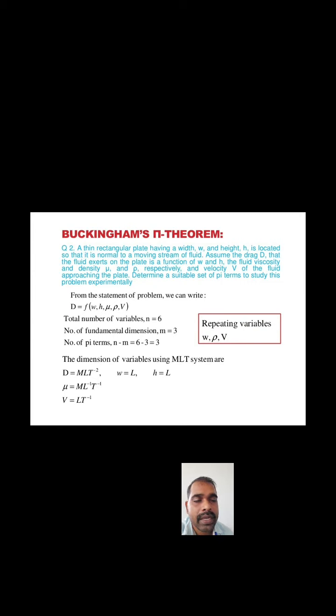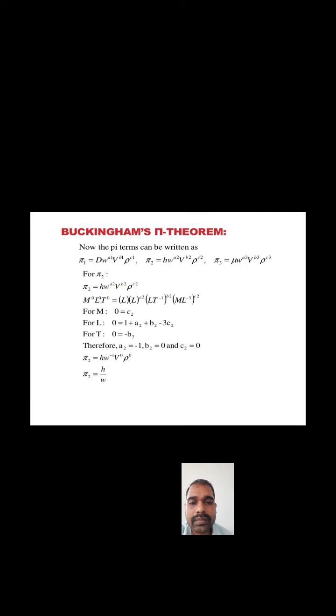If it is stated in the question, then you have to choose the rho, right? If it is stated like viscous flow, then you have to choose mu, right? So dimensions are listed. Use the method of dimensions and you can get the value for this problem, right? So this is your final expression: D equals rho V square W square pi of W by h and mu by W rho V, right? So this is another problem you have to solve.